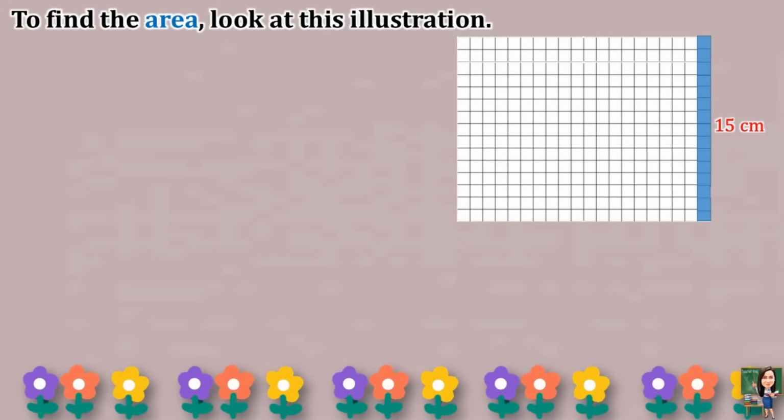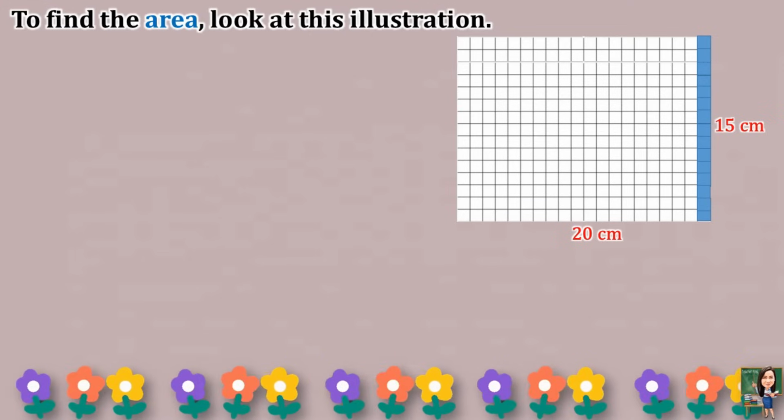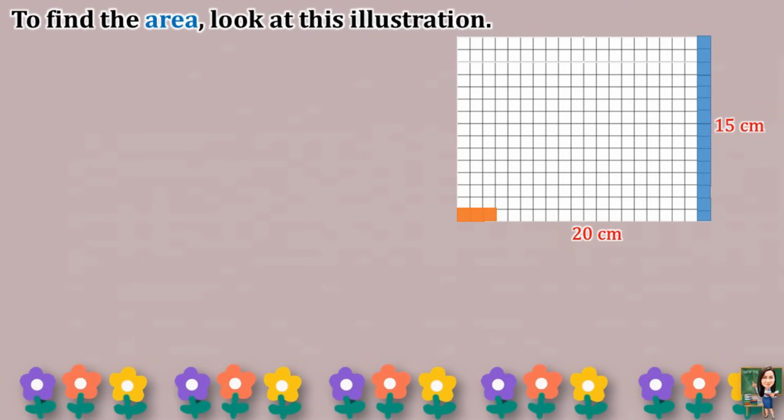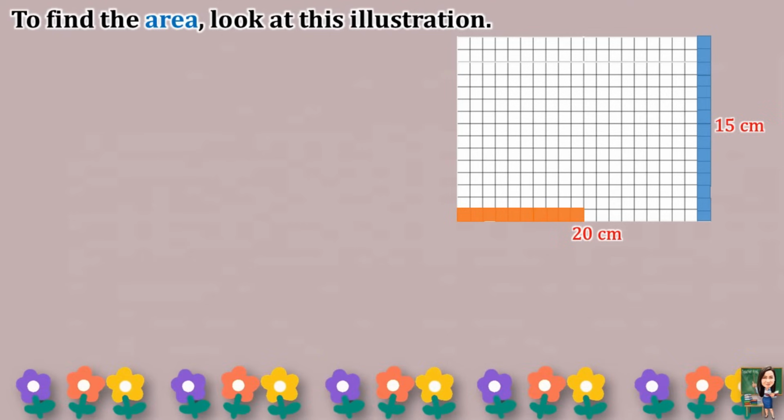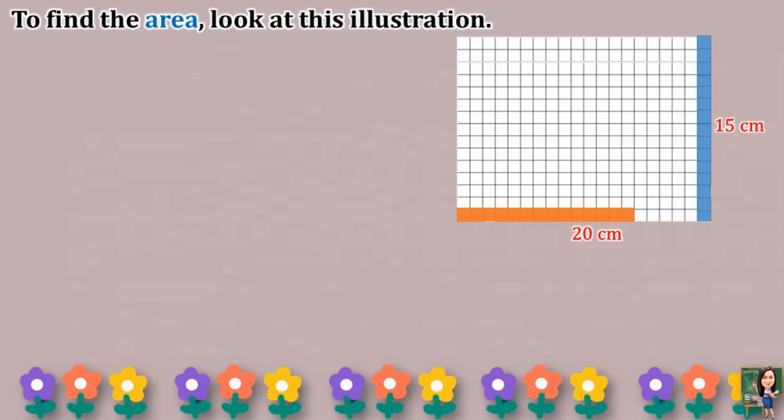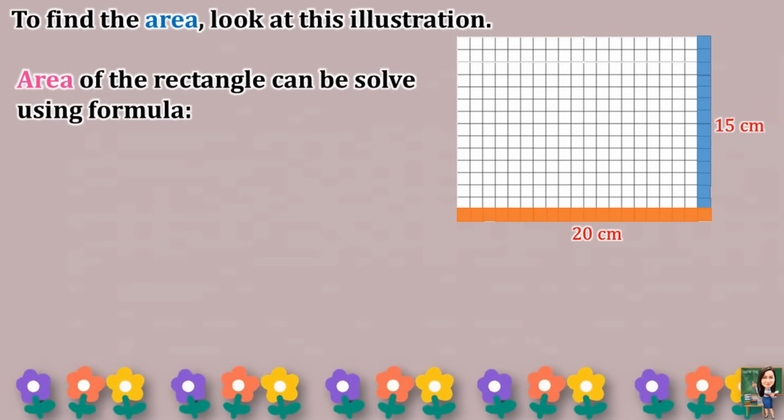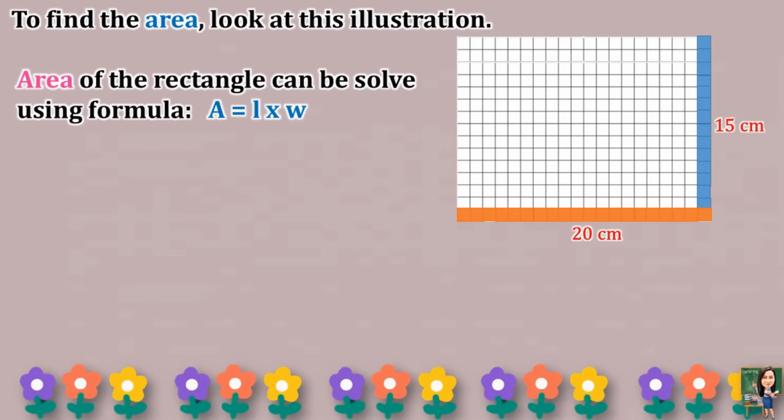And the length of this rectangle is 20 cm. Let's count the squares. 1, 2, 3, 4, 5, 6, 7, 8, 9, 10, 11, 12, 13, 14, 15, 16, 17, 18, 19, 20. Area of the rectangle can be solved using this formula. Area equals length times width.